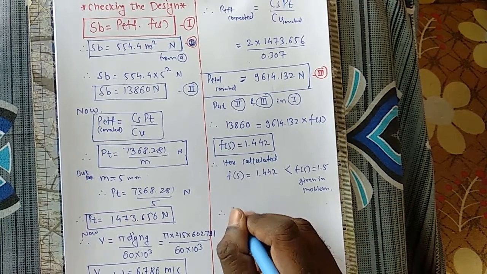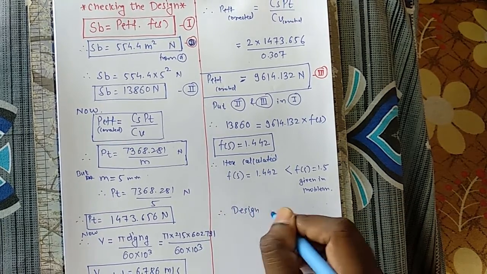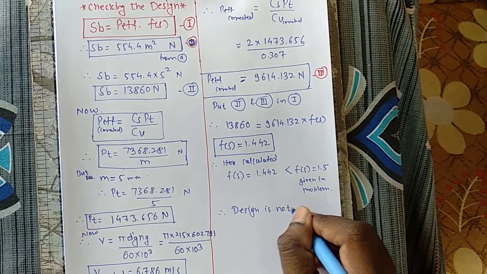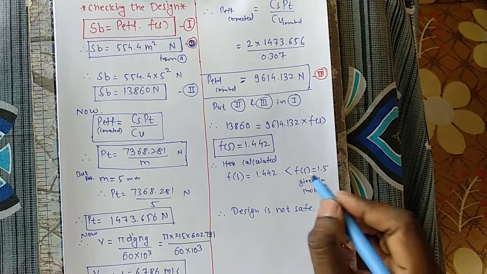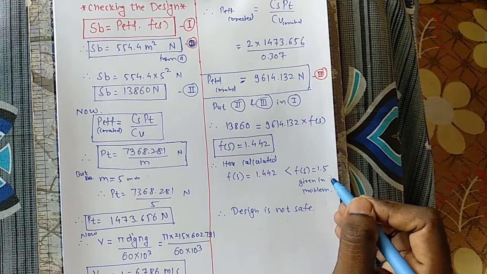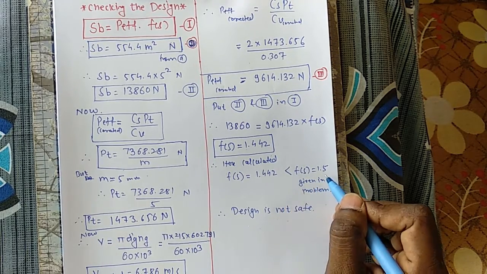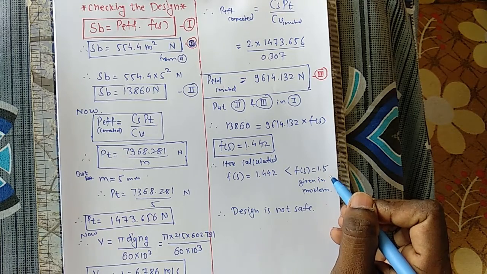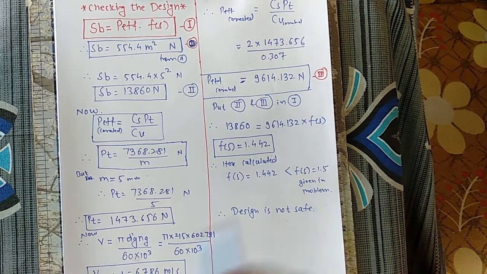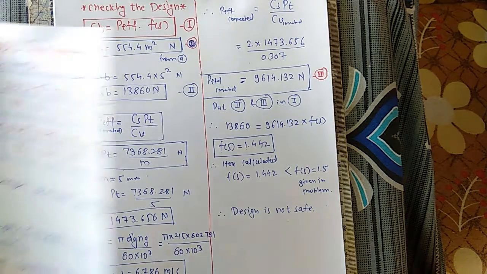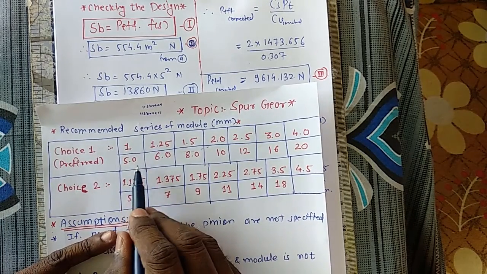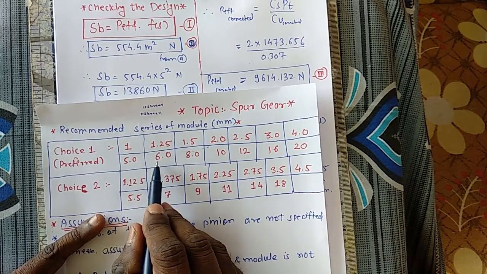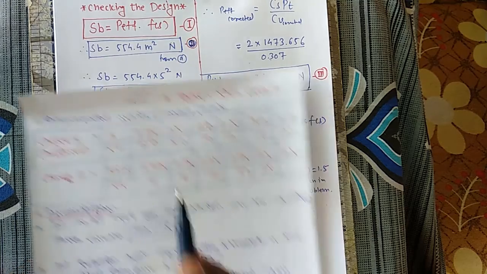Therefore, the design is not safe, because this factor of safety has to be greater than the factor of safety given in the problem. This value is less than the given factor of safety. That's why the design is not safe. Now, as the design is not safe, what do we have to do? As I had selected the module 5, now I will switch by ternary method to the next series of modules.